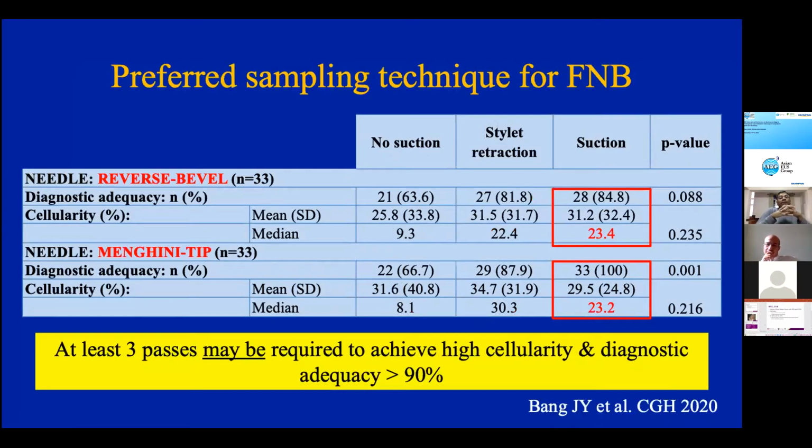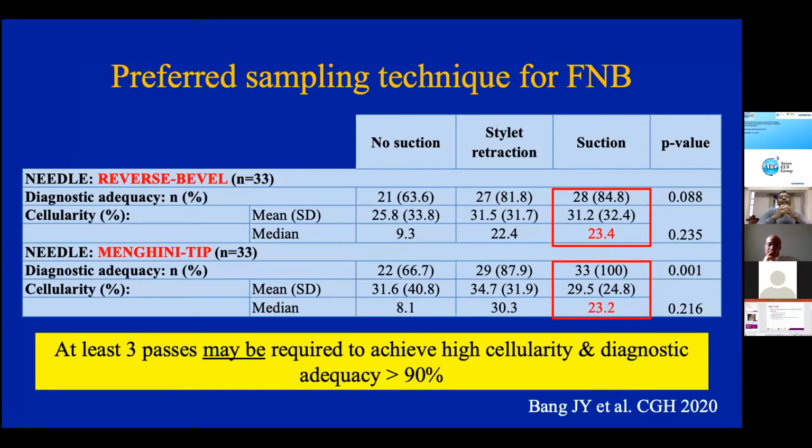Now for the reverse bevel needle, which is called ProCore, what we found is that none of the techniques were very good. This needle functions actually like an FNA needle, and when you used suction, we could get a diagnostic adequacy of 85%. So this is significantly inferior compared to the prior needles. And also, unfortunately, look at the cellularity. Only 23% of the specimen contains core tissue. So this was a disappointment because we didn't get good histological tissue. But even for an adequacy of 85%, you have to use suction.